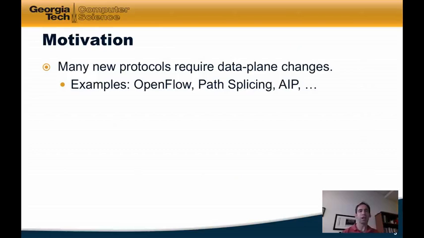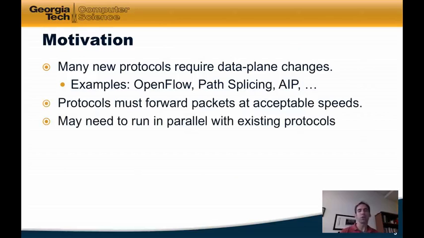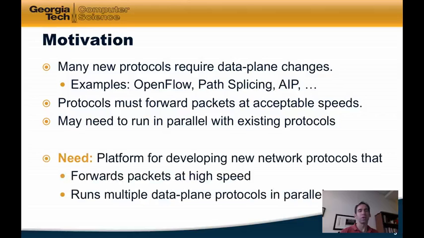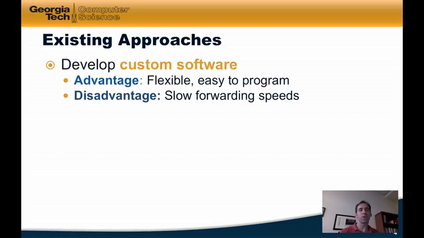Many new protocols require changes to the data plane, and these protocols must forward packets at acceptable speeds. They may also need to run in parallel with existing protocols. So we need a programmable data plane platform for developing and deploying these new network protocols that can forward packets at high speeds and can also run multiple data plane protocols in parallel. There are various approaches that we might take for achieving this goal. One is to develop custom software. The advantage to custom software is that it's flexible and easy to program. The disadvantage is that forwarding speeds can be slow, although in this lesson we will look at how to speed up the forwarding speeds of custom software.